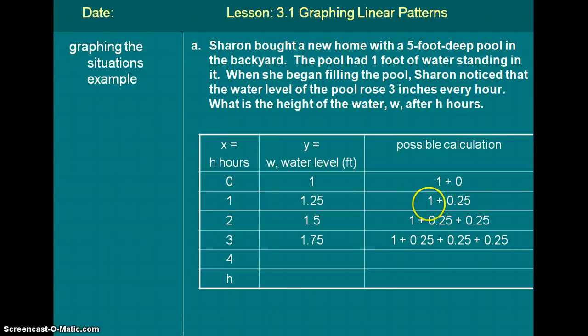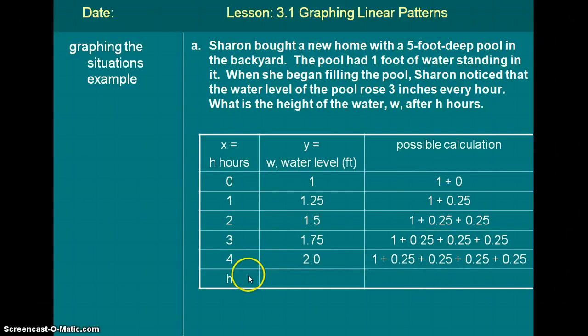Again, we can see in our possible calculation on the right side over here, 1 plus the 1/4 plus the 1/4 plus the 1/4. This pattern would continue. In the 4th hour, there would be 2 feet of water. We always like to extend in algebra the pattern.